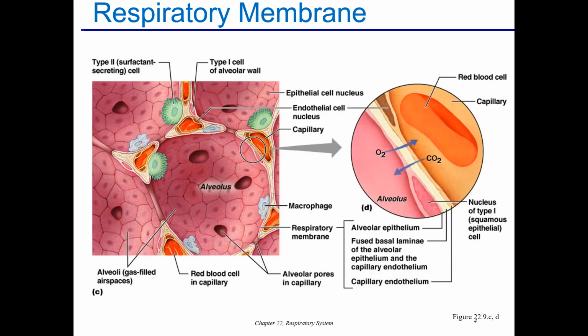Most of the cells are going to be what we call type 1 cells. Those are the simple squamous. The other cells are going to be type 2 alveolar cells. They release what's known as surfactant. Surfactant is a substance that keeps the cells from sticking together. We're dealing with one cell layer thick. We don't want them to fold in on themselves and adhere to each other. So the surfactant is like a detergent. It breaks the surface tension so that the alveoli stay inflated.